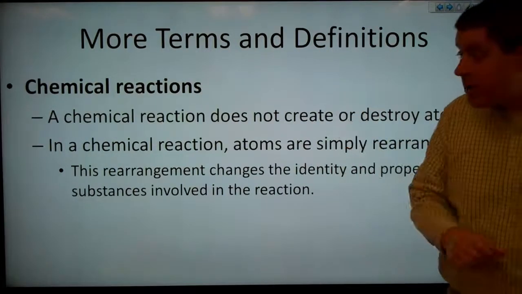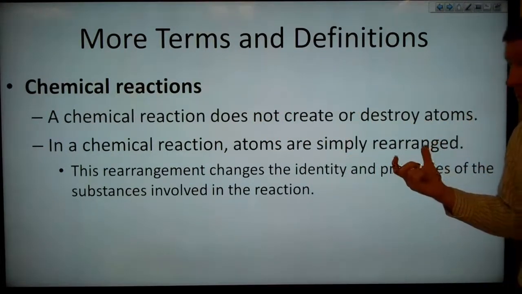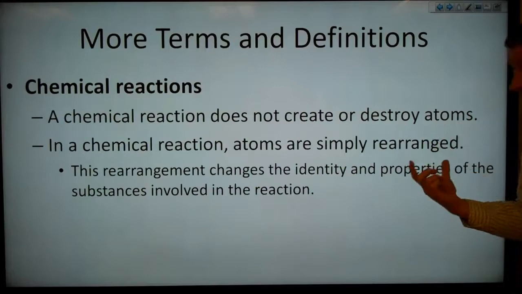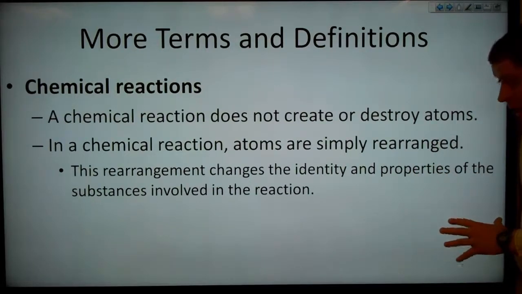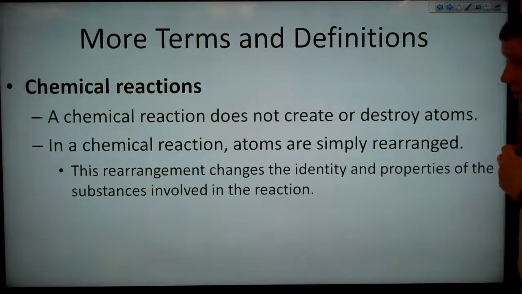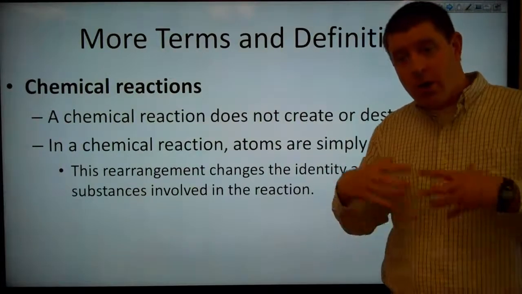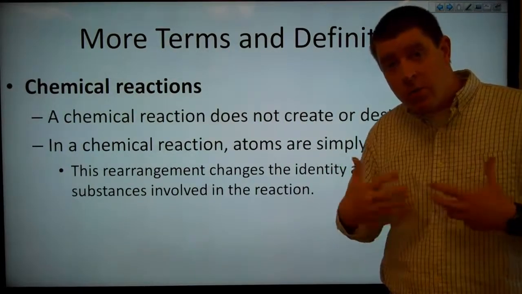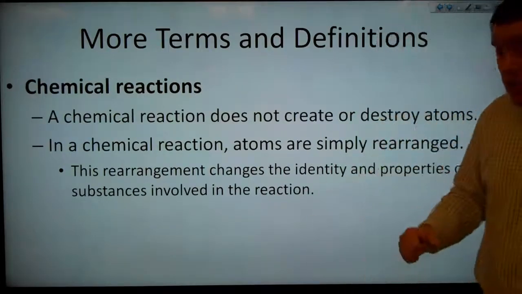For chemical reactions, a chemical reaction does not create or destroy atoms. It only rearranges atoms. So this rearrangement can change the identity and properties of substances involved in the reaction, but because we're not creating or destroying any atoms, we're just rearranging them, the component elements, those component atoms must still be there. We're just rearranging them, bonding them in different ways.